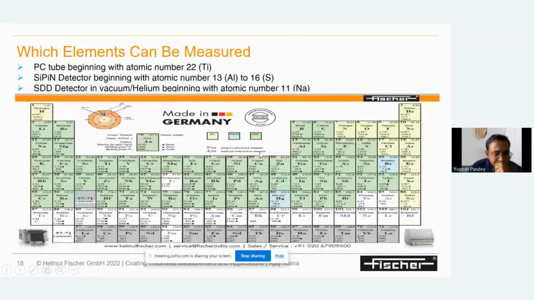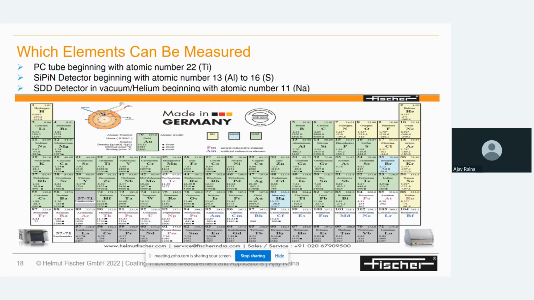As we have already discussed, the professional counter instruments can do the analysis from titanium, that is atomic number 22, to uranium. And with silicon PIN, material analysis can be done from either... if you have an SDD type, it can go from atomic number 13, or if you have a Si-PIN, it can go from 16 to uranium.